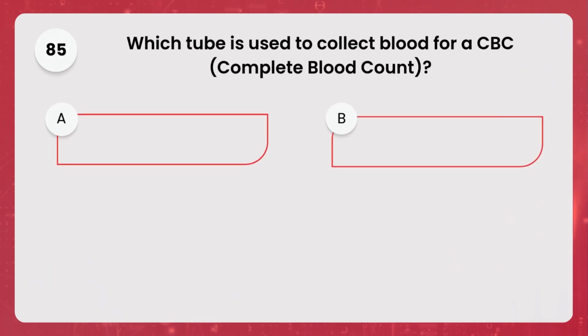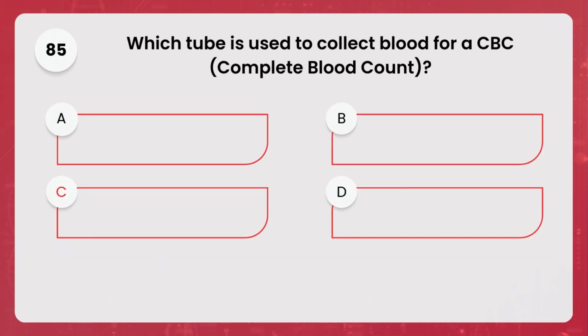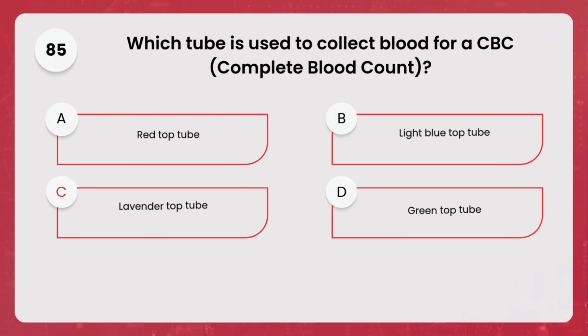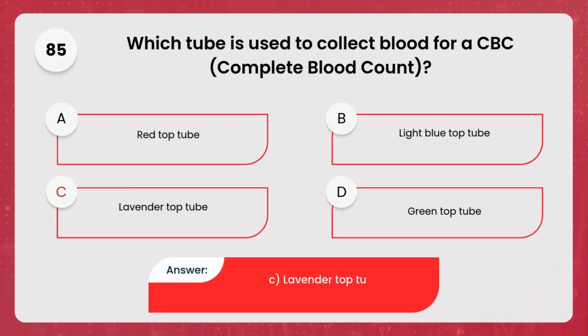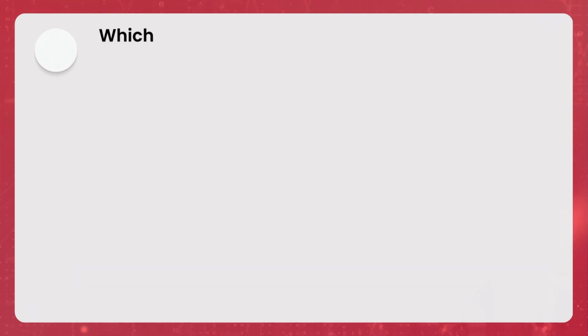Number 85. Which tube is used to collect blood for a CBC, complete blood count? A. Red top tube. B. Light blue top tube. C. Lavender top tube. Or D. Green top tube? The answer is C. Lavender top tube.